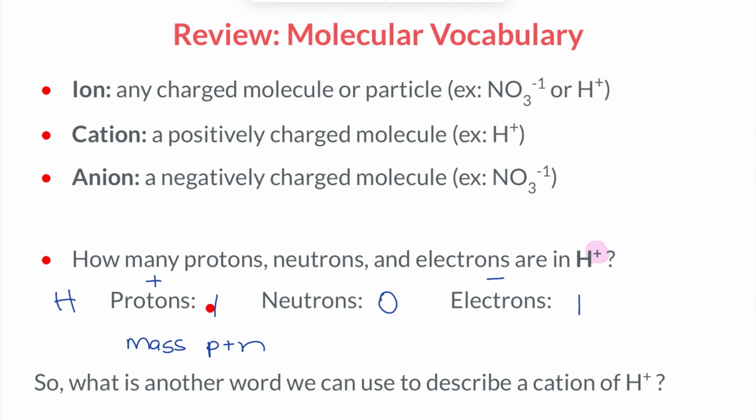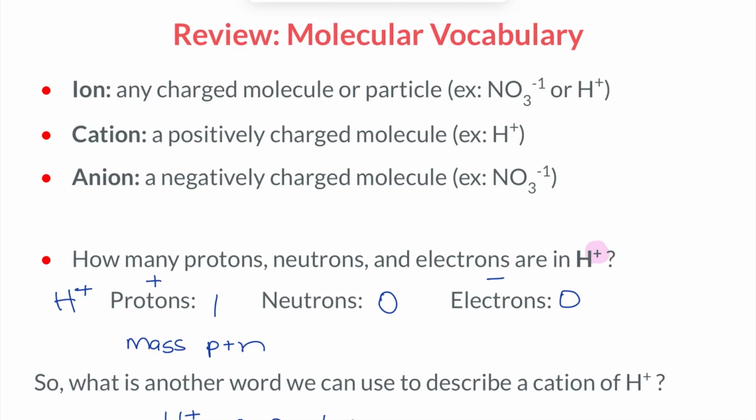So if we have 1 proton and we have a charge of positive 1, that means that hydrogen with a plus 1 charge is going to have 0 electrons. And so hydrogen with a plus 1 charge is going to be an atom that has 1 proton, 0 neutrons, and 0 electrons. So what is another word we can use to describe an H plus 1 cation? Well, that H plus 1 can also be described as a proton.